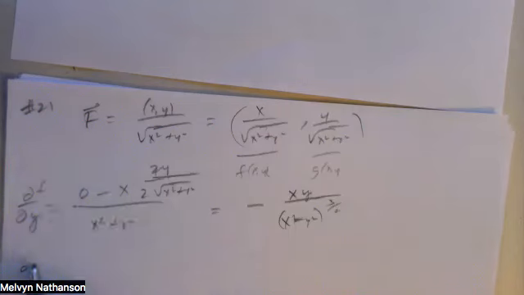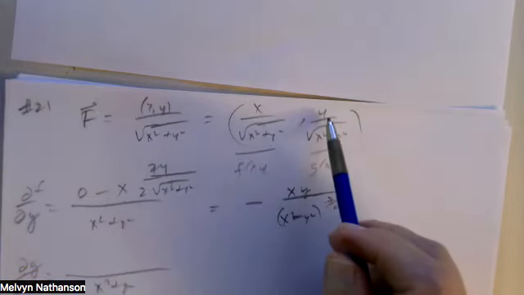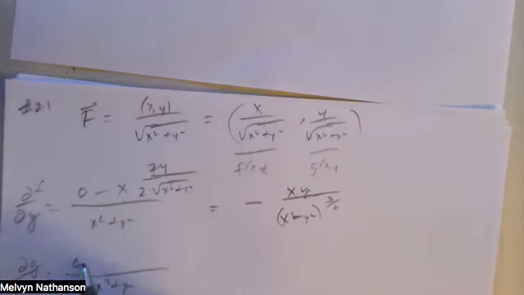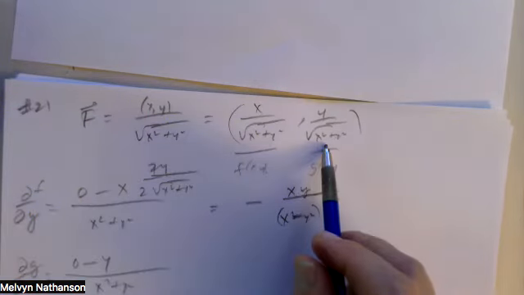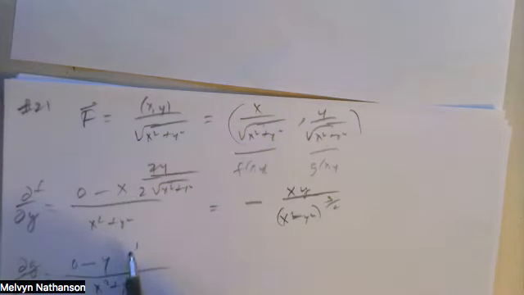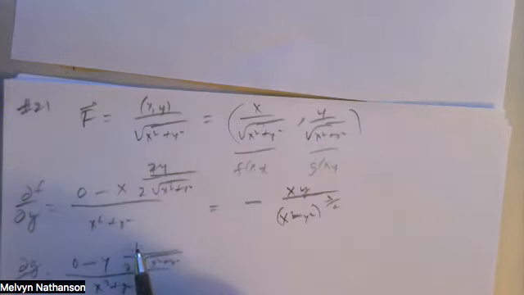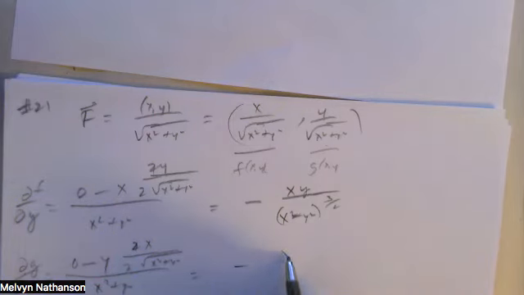This is g. What is the partial of g with respect to x? It's over the denominator squared. The derivative of y with respect to x is 0, minus y times the derivative of square root of x squared plus y squared with respect to x, which is 1 over 2 square root of x squared plus y squared. Derivative with respect to x is 2x. And again, the 2's cancel. This is minus xy over x squared plus y squared to the 3/2.